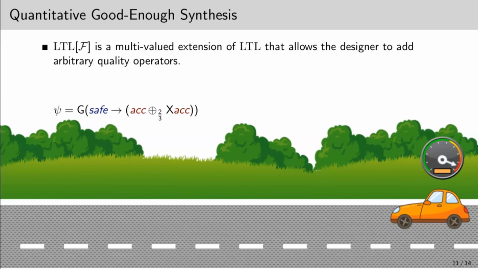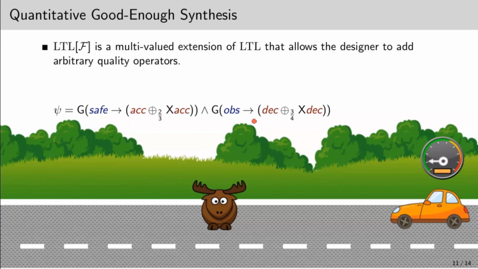Now, if at some point the car recognizes an obstacle, then it should similarly decelerate for 2 consecutive steps, this time with a weighted average of 3/4, making it more important to slow down immediately. Finally, we're of course not allowed to accelerate and decelerate simultaneously.